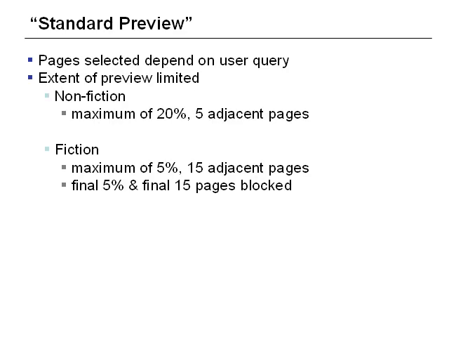If a work is subject to the standard preview, the pages selected for display will depend on the relevant user query. The default standard preview is limited to no more than 20% of the book's pages and no more than 5 adjacent pages for non-fiction works, not including the book's table of contents, title page, copyright page, or index. The default page limits for works of fiction are slightly different, set at 5% of the work and no more than 15 adjacent pages, with an additional stipulation that the final 5% or the final 15 pages of the work must be blocked from view.